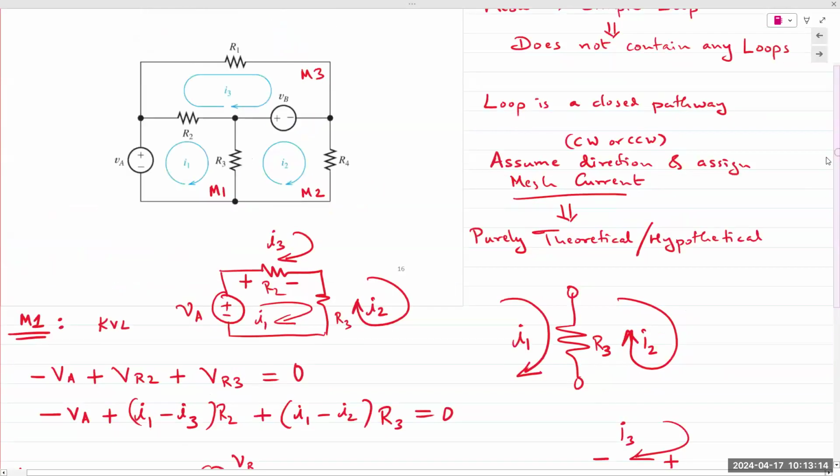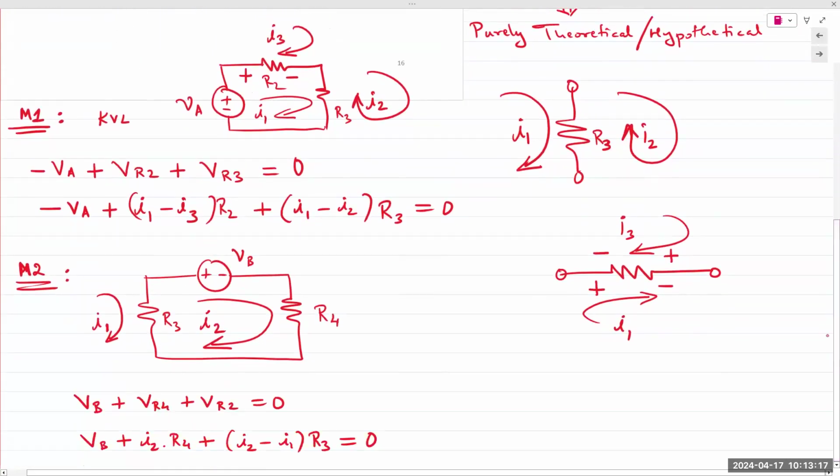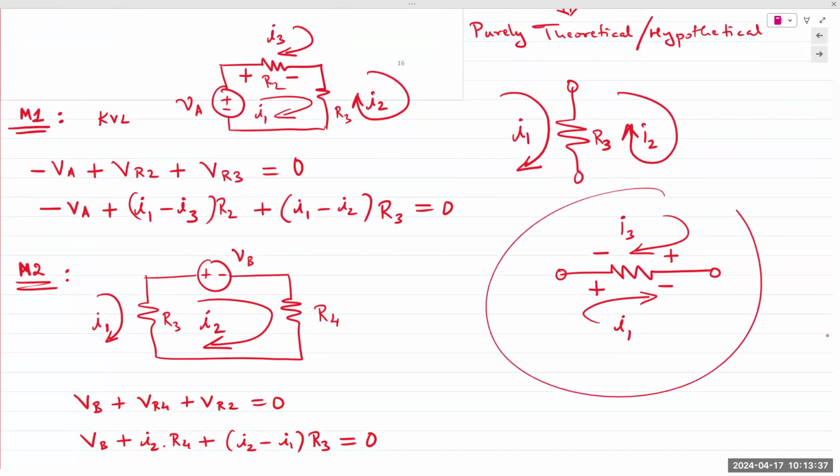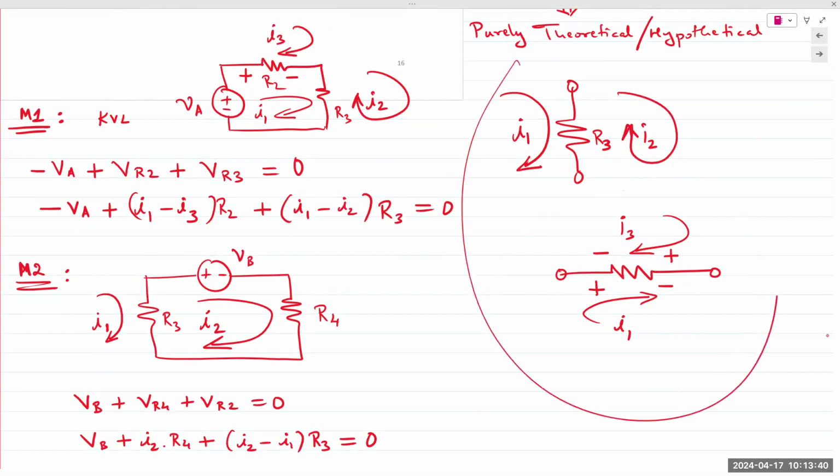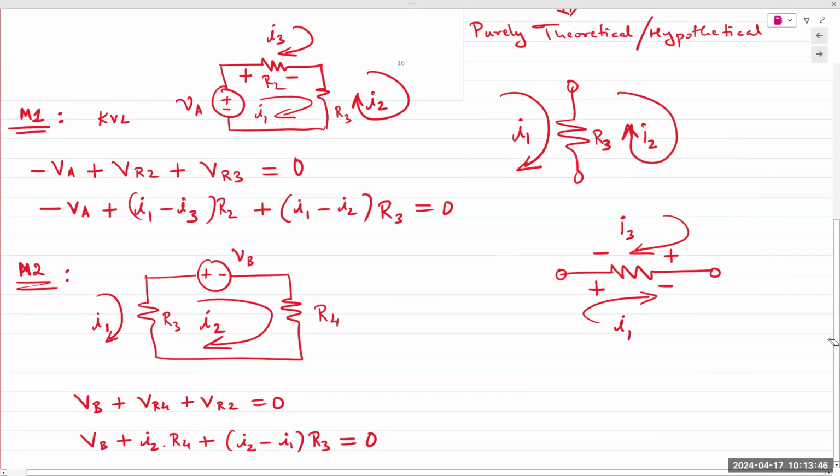Any questions? The shared branch concept is the concept where most students trip up. There's a logical reasoning behind why it's I1 minus I2 and I1 minus I3. Okay, and that was shown right here. If you have a shared branch and all of your currents are going in the clockwise direction, it will always have one current positive and the outside current as negative.